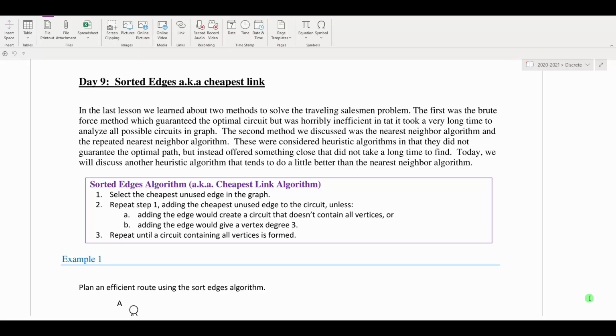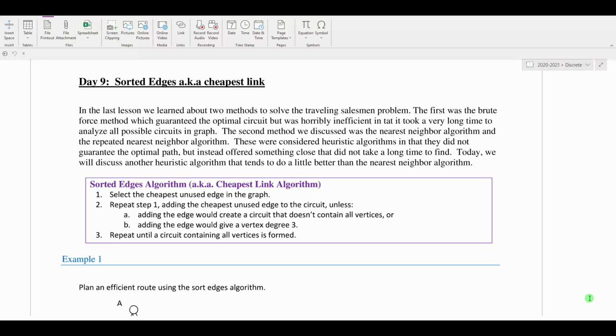Alright, so this is another method that is designed to find a Hamiltonian circuit. Remember, a Hamiltonian circuit is a circuit that visits every single vertex exactly once and then returns home. Right, so you can start at vertex A, you go and visit every other vertex, and then you come home. You don't have to use all the edges, but you do have to visit all of the vertices.